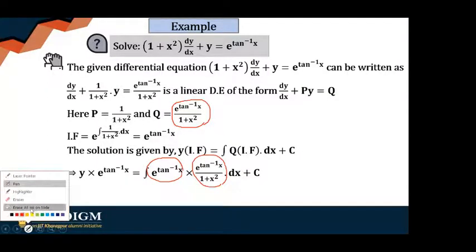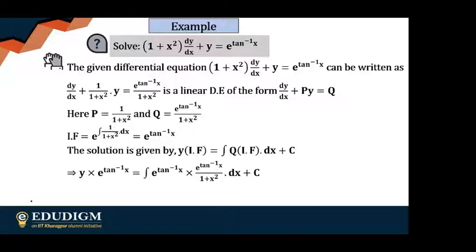Fair enough. Now what is your job at hand? You're supposed to find out this integration. I have written it directly, but let's just see what we can do here. This is e to the power tan inverse x whole square, right? So this is e to the power 2 tan inverse x. Fair enough, because you have e to the power tan inverse x into e to the power tan inverse x. So this is e to the power 2 tan inverse x divided by 1 plus x square.